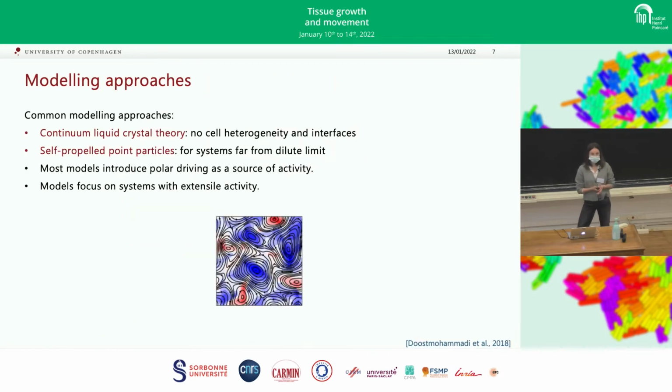We can approach this theoretically, and there are a few methods that we can use. The most common is to use continuum liquid crystal theories, adapted for active systems. But such models do not incorporate any cell heterogeneity. We don't have information of what happens at the boundaries of the cells. Another way would be to use self-propelled point particle models, but these are usually for the systems that are far from the dilute limit.